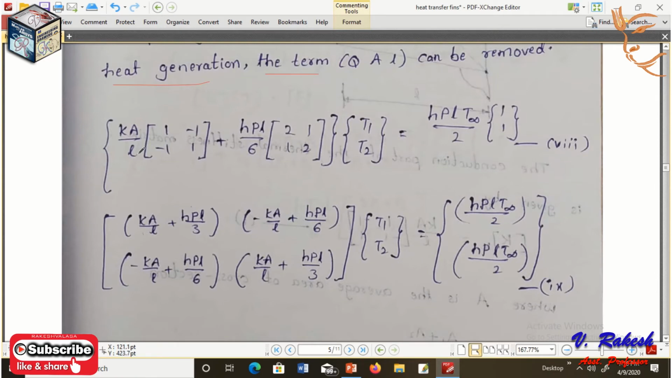Now similar to multiply and add similar positions, that is Ka by L plus HPL by 3 minus Ka by L plus HPL by 6 minus Ka by L plus HPL by 6, Ka by L plus HPL by 3 into T1 T2 equal HPL T infinity by 2 into 1. Next HPL T infinity by 2. This is the ninth equation.